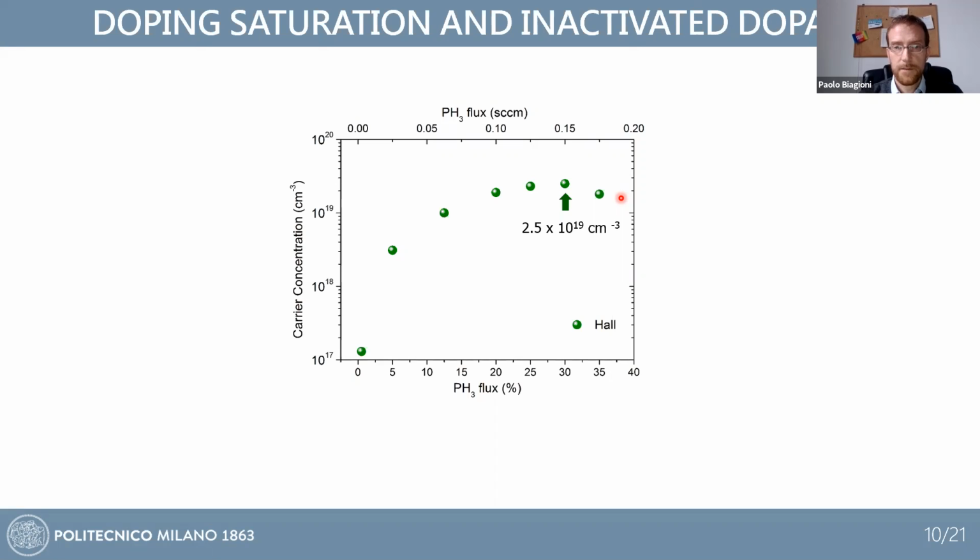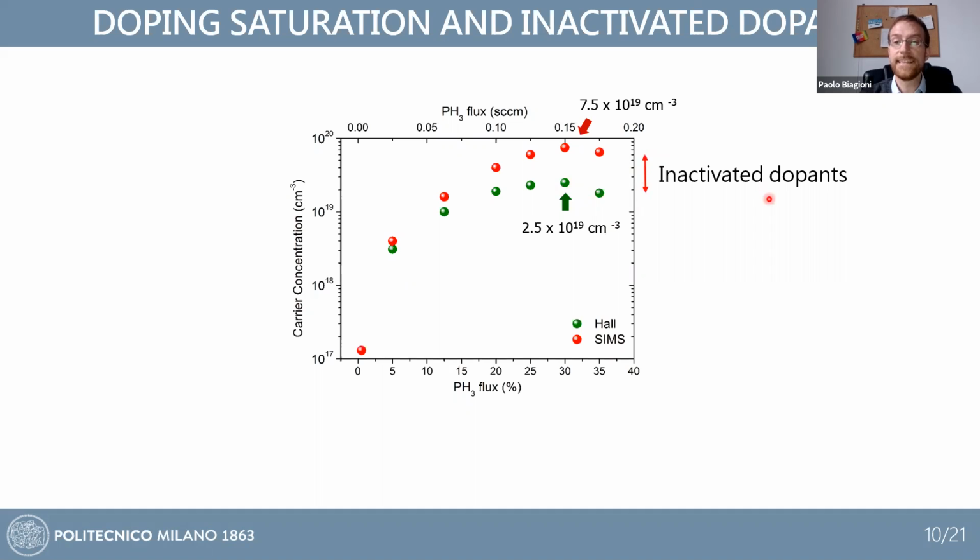crystal network. But the interesting thing is that if we perform secondary ion mass spectroscopy, and instead of counting the free carriers, we count the number of doping atoms that are incorporated, we can see that still we have a saturating behavior, but the concentration of dopants is 3 times roughly the concentration of electrons. This means that there is a whole range of inactivated dopants. So the atoms are there, but they did not give their electron away.